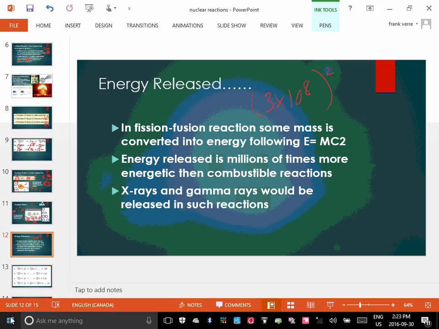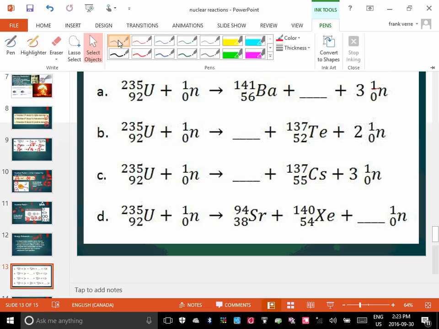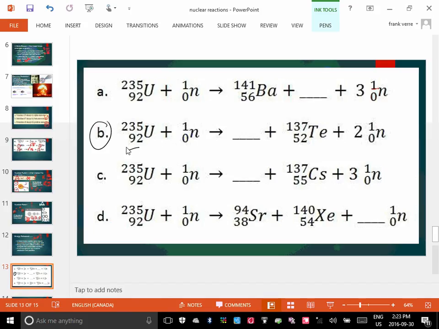So let's look at some examples. What's this? Fission or fusion? This is fission, because you have a large nucleus that splits into a smaller one, 92 into 52. So what are we missing then? By the way, this one is already done for you. This is the first example that we looked at. So what are we missing?